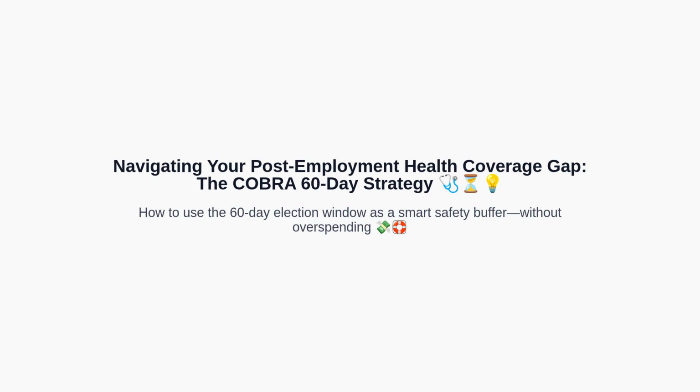Welcome to our guide on navigating your post-employment health coverage gap using the COBRA 60-day strategy. In this video, we will walk through how COBRA works, why timing is everything, and how to use the 60-day election period to control costs while maintaining protection. We will gradually explain the retroactive nature of COBRA coverage, address common HR processing delays, and outline a practical, step-by-step plan to manage risk. Along the way, we will also include quizzes, diagrams, and a clear comparison of options to help you make informed decisions.